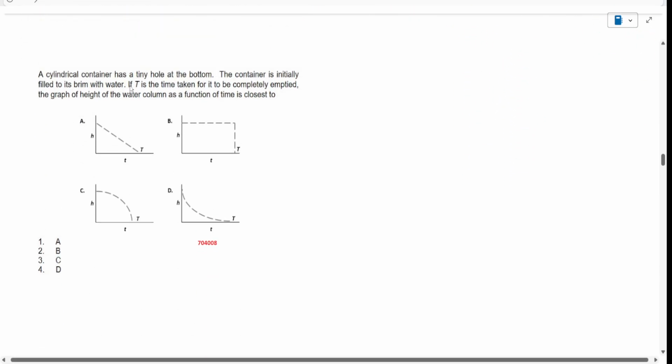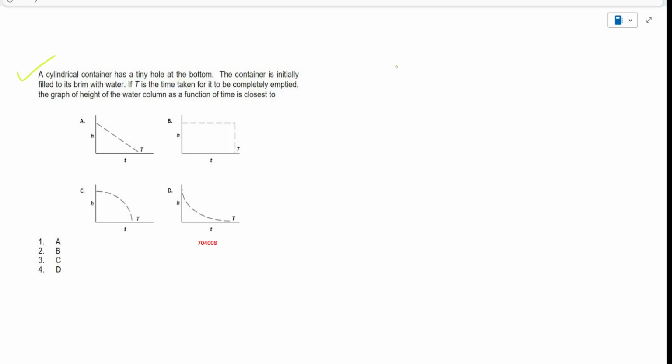Cylindrical container. A cylindrical container has a teeny hole at the bottom. Suppose this is a cylindrical container. There is a hole. The container is initially filled to its brim, meaning completely filled with water. If t is the time taken to be completely emptied, the graph of the height of the water column as a function of t is closest to.